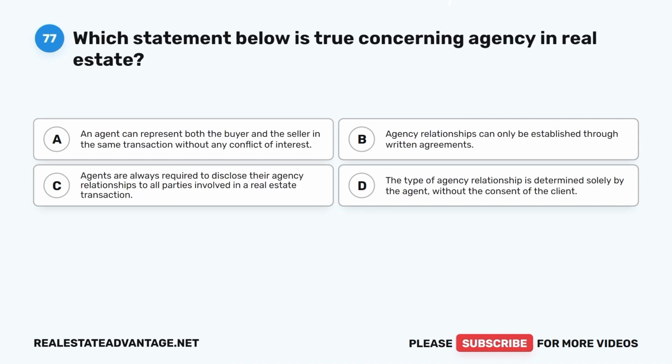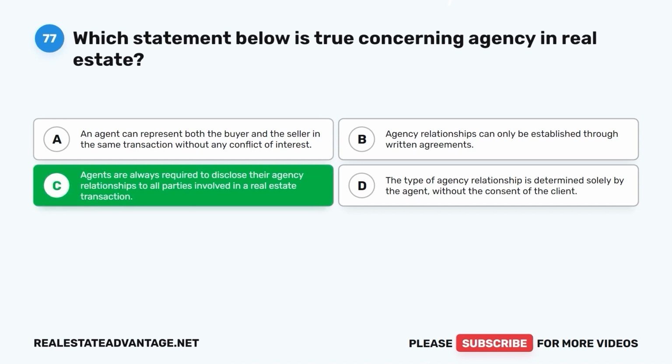Question 77. Which statement below is true concerning agency in real estate? A. An agent can represent both the buyer and the seller in the same transaction without any conflict of interest. B. Agency relationships can only be established through written agreements. C. Agents are always required to disclose their agency relationships to all parties involved in a real estate transaction. D. The type of agency relationship is determined solely by the agent without the consent of the client.